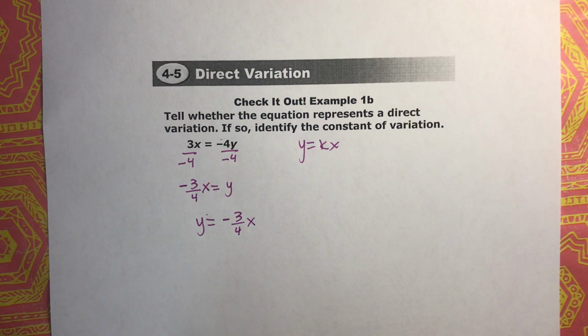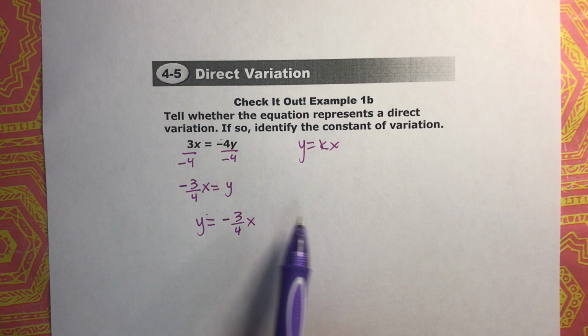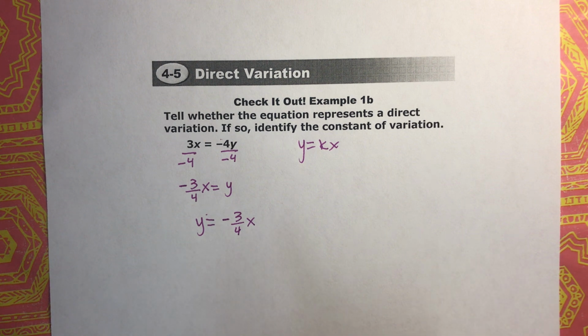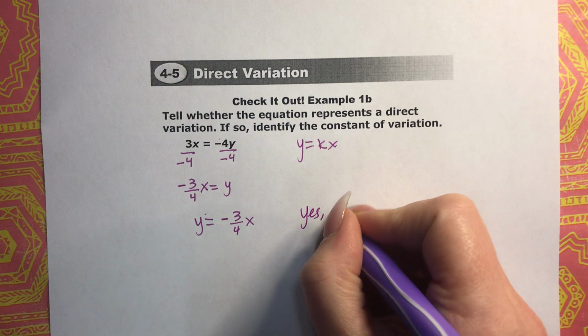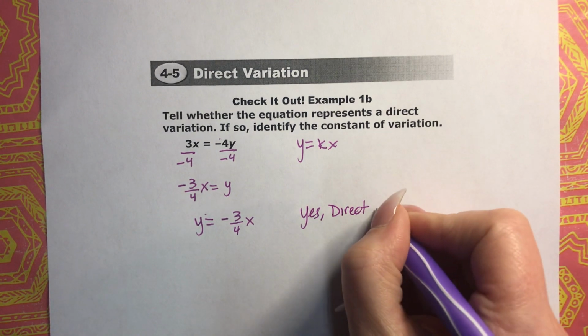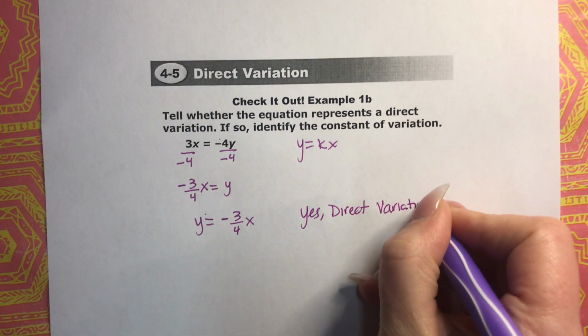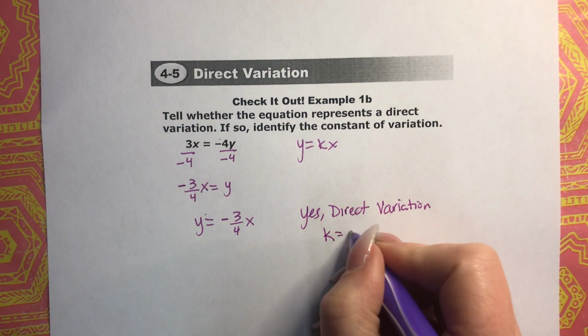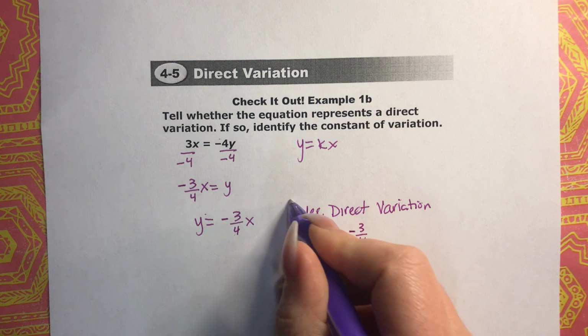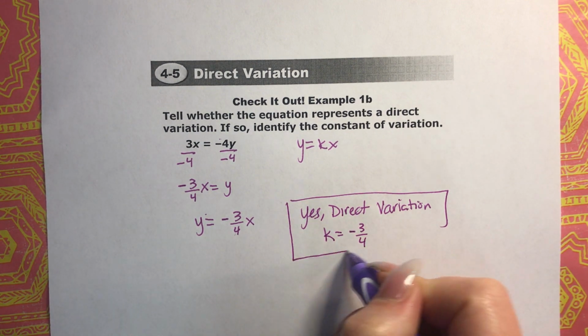And we have it in direct variation form, right? There's no number here, which means our y-intercept is 0. This is perfect. So we know that this is a direct variation. So yes, direct variation, and then we just need to say what that constant of variation is, which is the same thing as the slope, right? Which is just this number in front of the x. So k equals -3/4. So if you got that one right, amazing work.